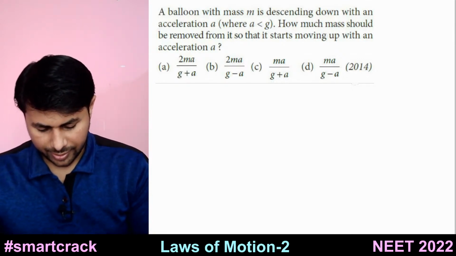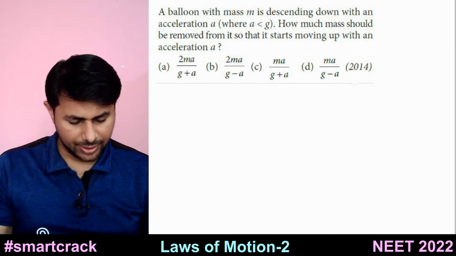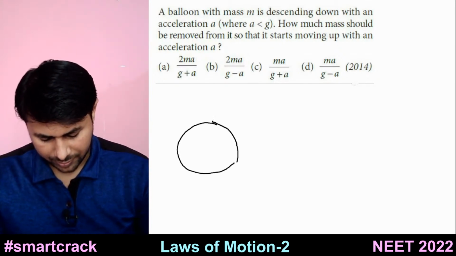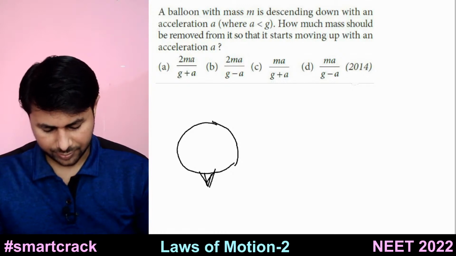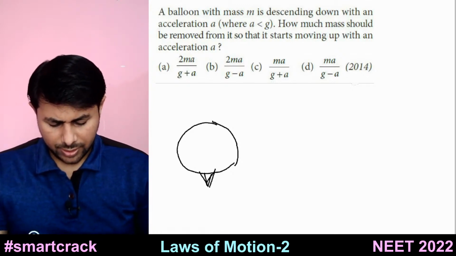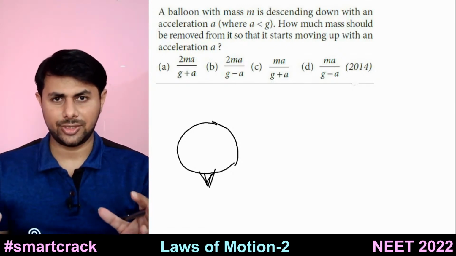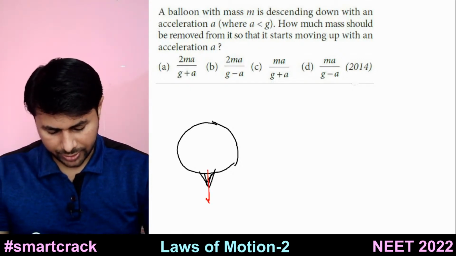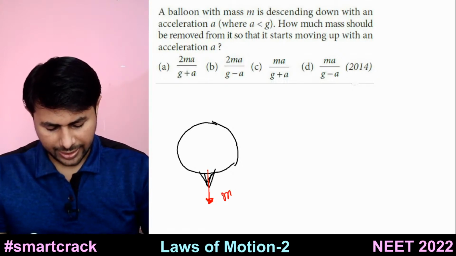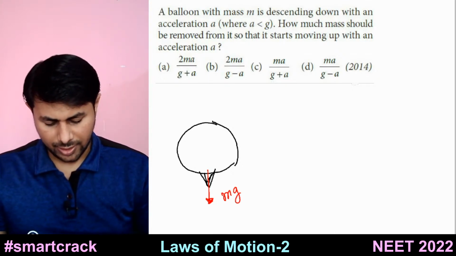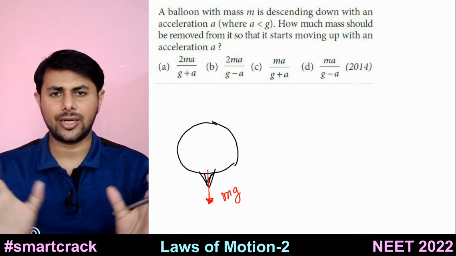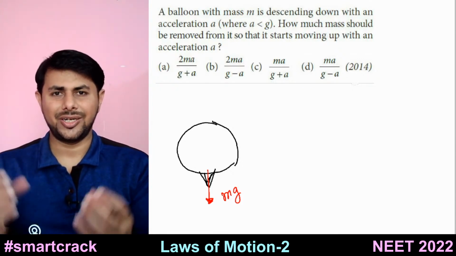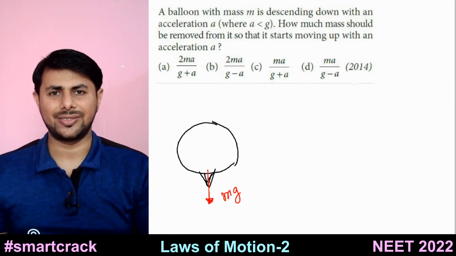This is a nice question from NEET 2014. So we have a balloon, something like this. There will be two forces acting on this balloon. What is the first force? The first force is its weight, which acts downwards. And the second force is the upthrust due to the air, due to which its acceleration will be lesser than that of other bodies.